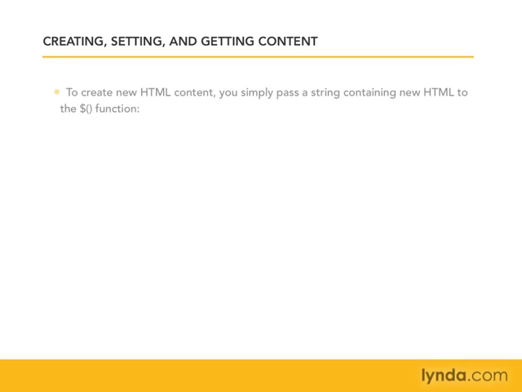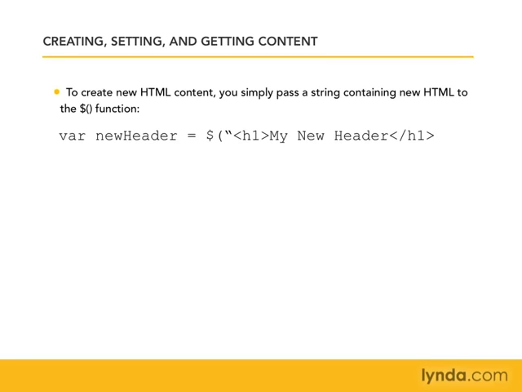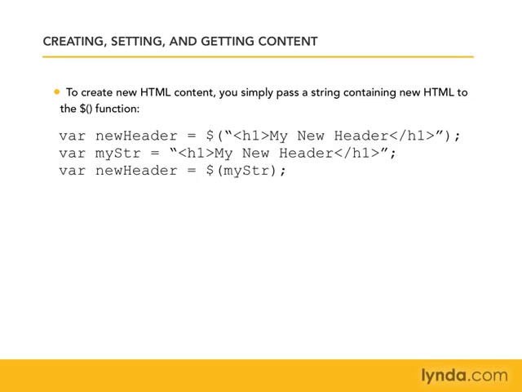So to create new HTML content, you basically just pass a string containing the new HTML to the jQuery function, and it looks something like this. The result of this statement will be a new jQuery object, a new wrapped element, a result set, if you will, that contains the HTML that you've passed in as the string there. And since it's just a string, it also works really well if you want to pass in a variable as well. So you can make a new variable, call it myString, pass it into the function, and it all works fine.